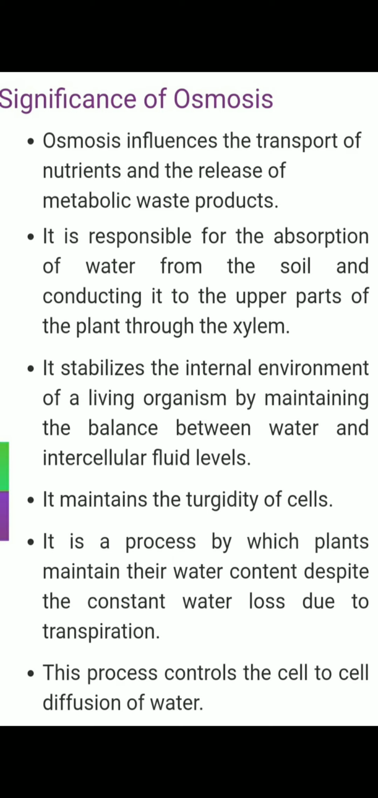It is responsible for the absorption of water from the soil and conducting it to the upper parts of the plant through the xylem. Okay. As we know that plants can produce their own food by the process of photosynthesis, and for photosynthesis the plant requires water. So the plant needs to absorb water from the soil. So by which process do they absorb it? By the process of osmosis, as osmosis is one kind of diffusion.